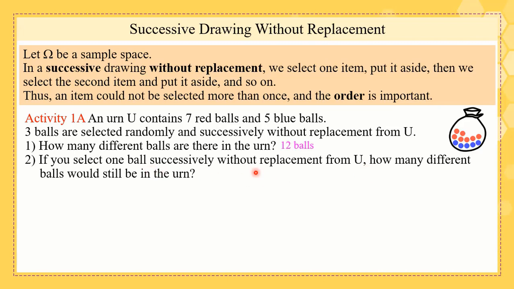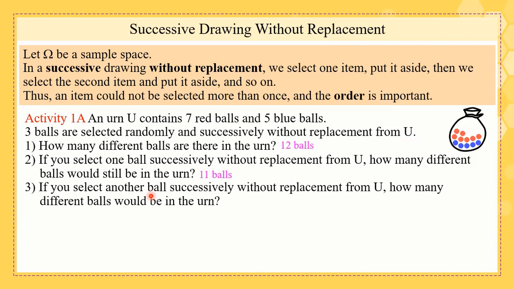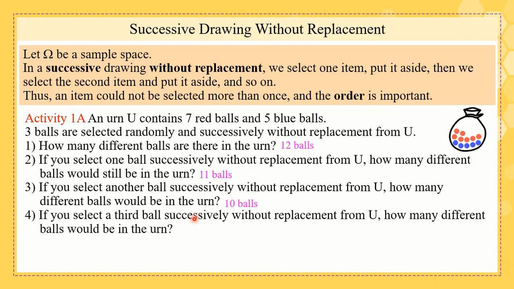If you select one ball successively without replacement from U, how many different balls would still be in the urn? So in case we choose one ball from the urn and we put it aside, we're going to have 11 balls. And if you select another ball successively without replacement from U, how many different balls would be in the urn? In fact, we're going to have 10 balls, and if we select a third ball, we're going to have 9 balls. So whenever we select a ball, we look at its color and then we put it aside.